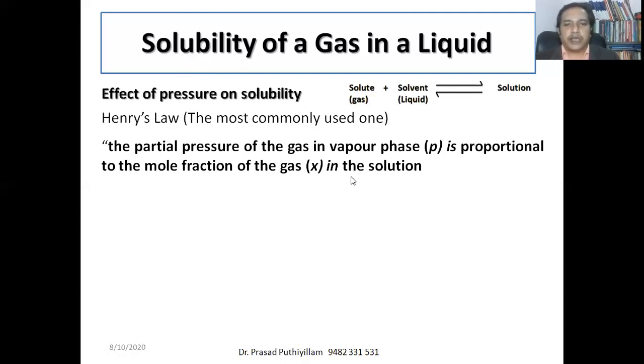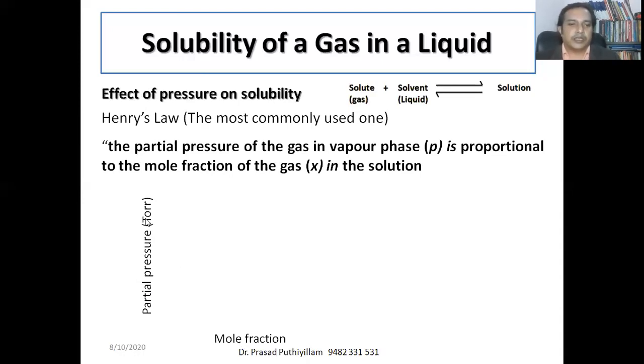So the mole fraction of gas in the solution means the number of moles of gas dissolved over the total number of moles, which we have already seen in the previous slide. So the partial pressure, or the pressure, is directly proportional to the dissolution. That is the same meaning that comes here. We'll take an example with a graphical representation. The partial pressures and mole fractions are calculated, and we are plotting a graph, with partial pressure on the y-axis and mole fraction on the x-axis.